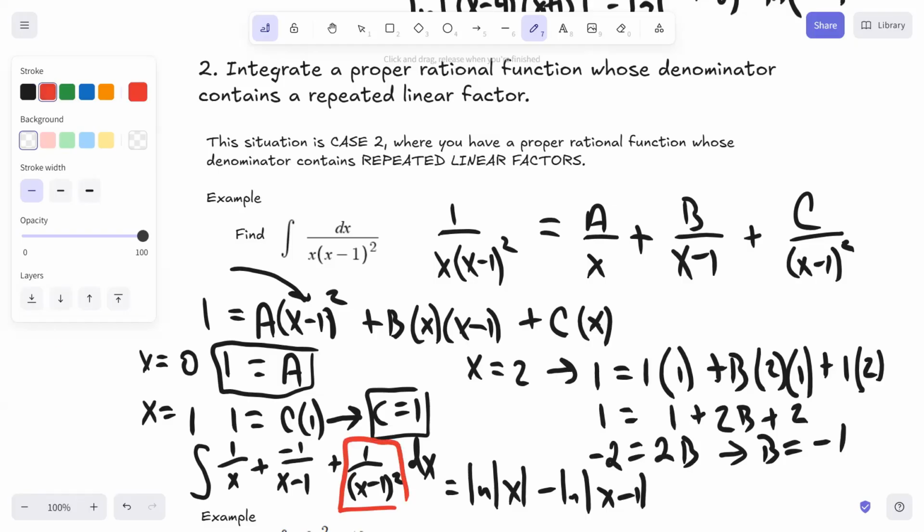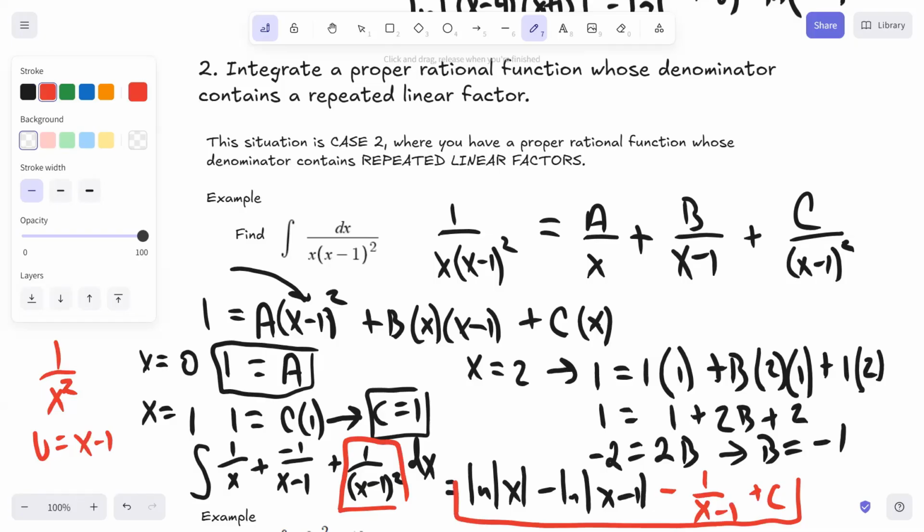This is similar to 1 over x squared. You could use u equals x minus 1. And what you would get is negative 1 over (x minus 1) plus c. And there you have it.